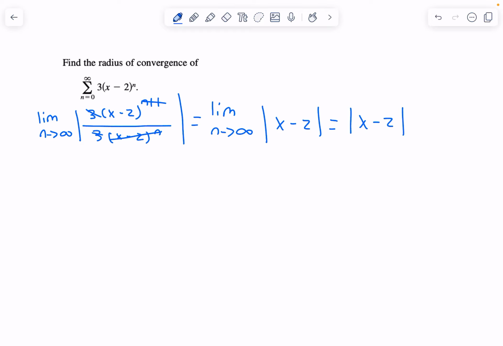And by the ratio test, for this to absolutely converge, we know that the absolute value of x minus 2 has to be less than 1. So from there, we can see that negative 1 is less than x minus 2, which is less than 1. So we know that this is centered at 2. And when we simplify even further and add 2 to both sides, we see that x is less than 3. And then we see that 1 is less than x. So since this is centered at 2, we can see that the radius of convergence is equal to 1.